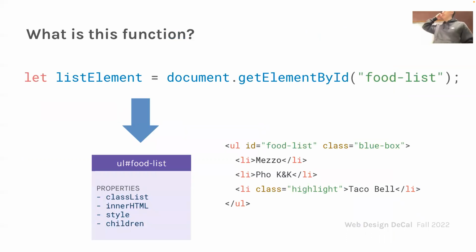Yeah, so this is an example of how this works. We set this list element object variable to be this section of code here called food list. Under this food list element, we have 3 different list items, Mezzo, Pho, and Taco Bell. And then we can manipulate some of the properties of this whole section by using this selector and then writing some additional JavaScript code. Maybe we can change the color or some of the text, stuff like that.